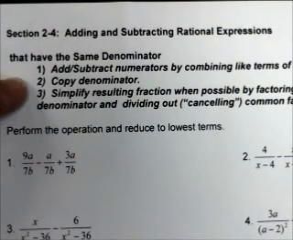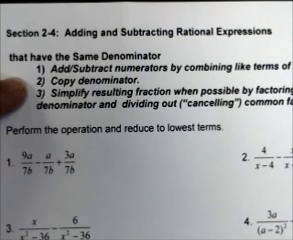So the steps are to add or subtract the numerators by combining like terms of the numerators, copy the denominator, and simplify the resulting fraction when possible by factoring numerator and denominator and dividing out or canceling common factors.